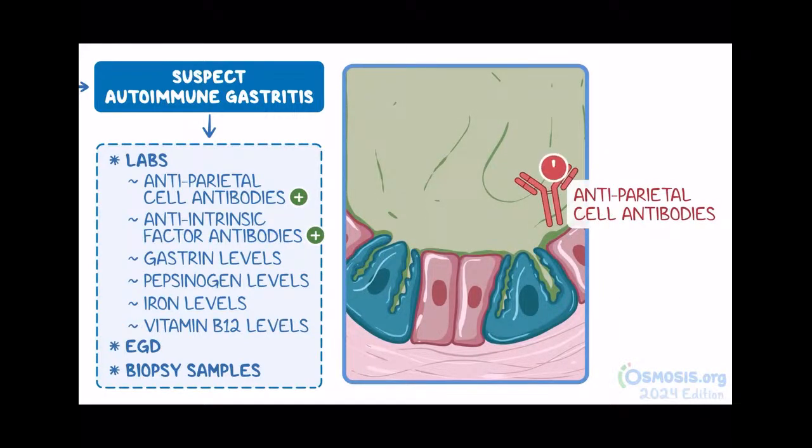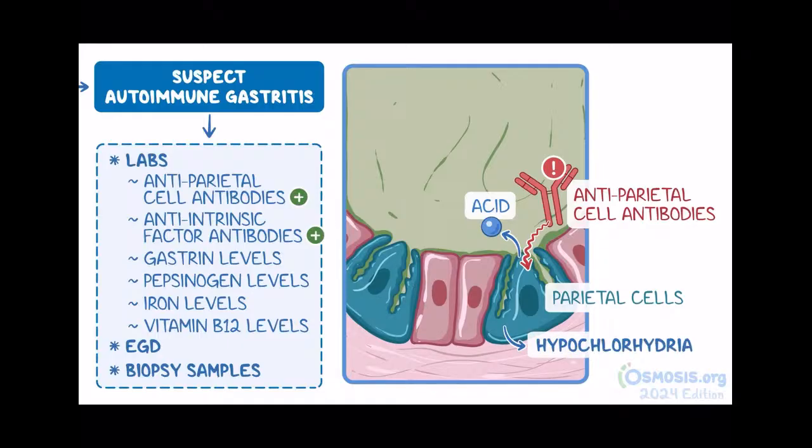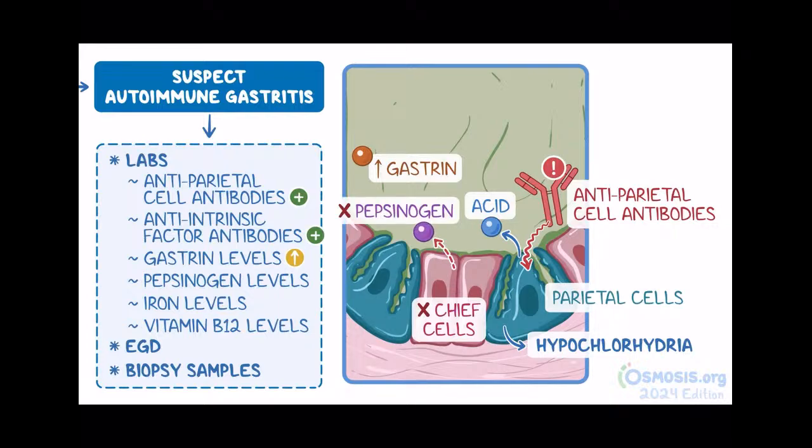Moreover, antiparietal cell antibodies stimulate the immune system to destroy acid-producing parietal cells of gastric mucosa, eventually decreasing the production of hydrochloric acid and causing hypochlorhydria. As a result, the body will try to stimulate hydrochloric acid production by secreting more gastrin, so the labs will reveal elevated gastrin levels. Additionally, gastric damage will affect chief cells, which normally secrete pepsinogen. In other words, your patient will have low pepsinogen levels. Next, hypochlorhydria can affect iron absorption, so your patient might present with low iron levels and iron deficiency.